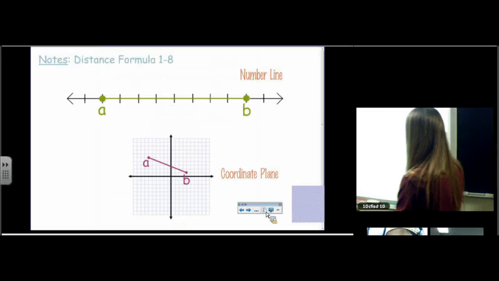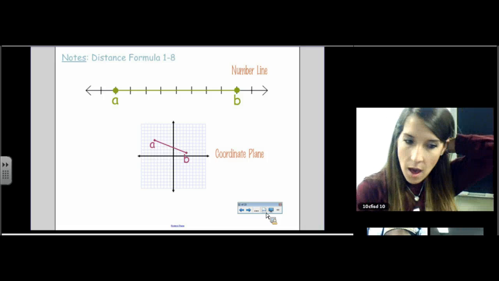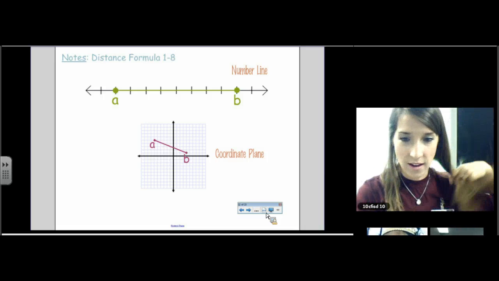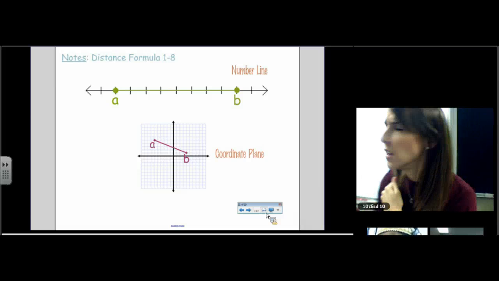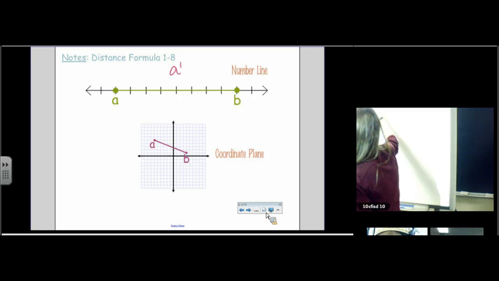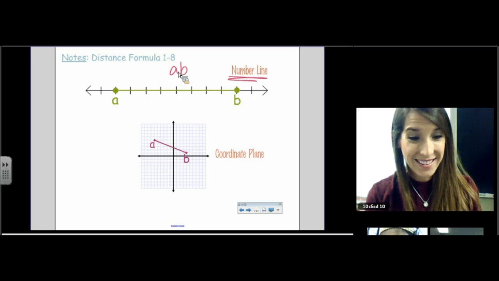We're going to go to the distance formula. Now, we already talked last unit about how to find the distance on a number line. So we're good to go with distance on a number line. How do you find the distance from A to B on a number line? How did we do that? Do you remember?